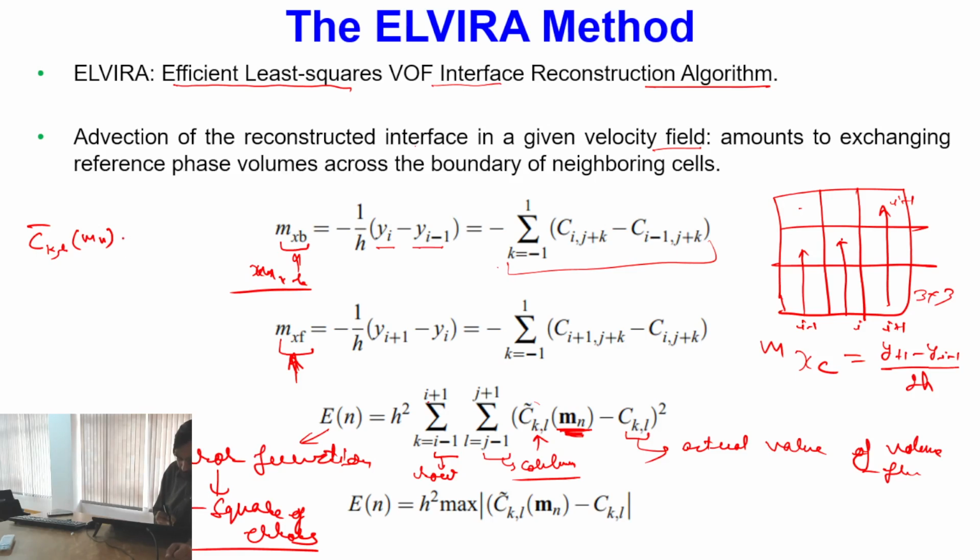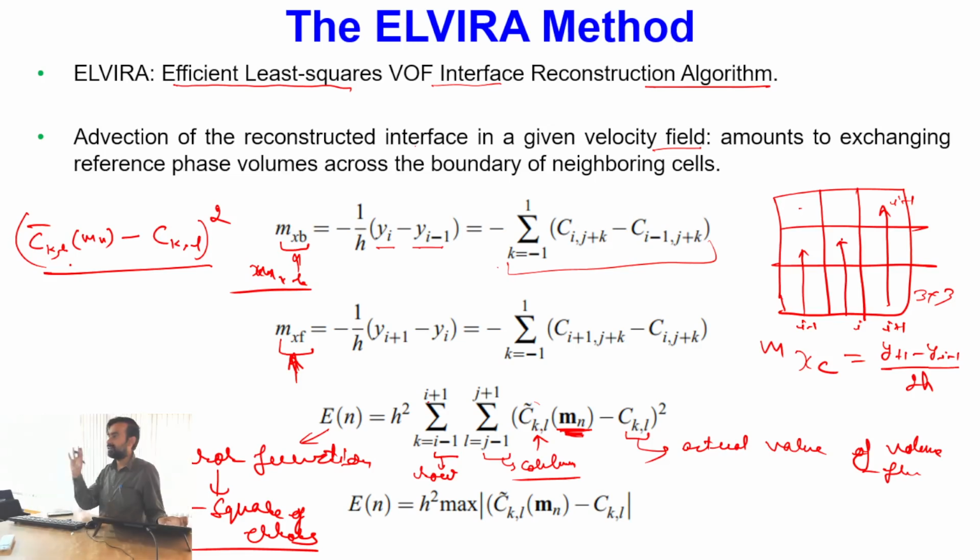Best slope, minus what was the CKL which was available with us. Okay. And then their square. What will be this difference? This difference is nothing but error. All of you agree to this point?